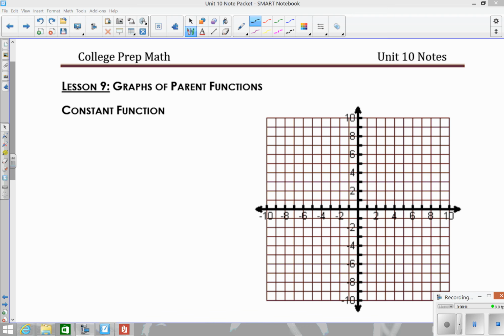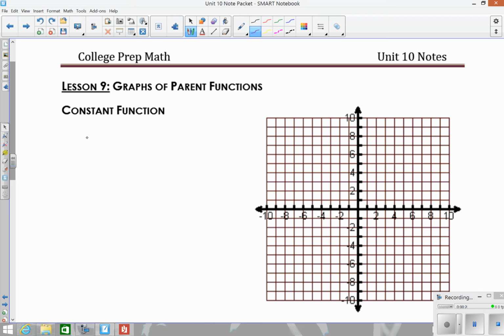In this lesson and the next few lessons, we're really going to begin looking at the graphs of functions. So the first thing we're going to do is look at the graph of what we call parent functions, and we have about 6 different parent functions that we're going to look at. The parent functions are just the basic functions. So the first one is the constant function.